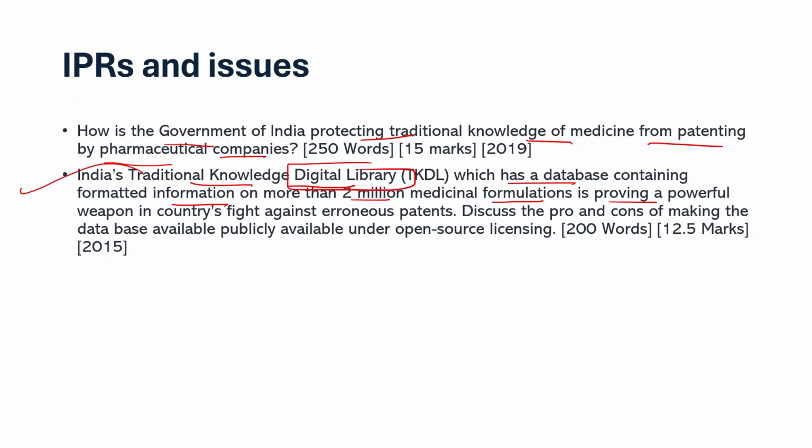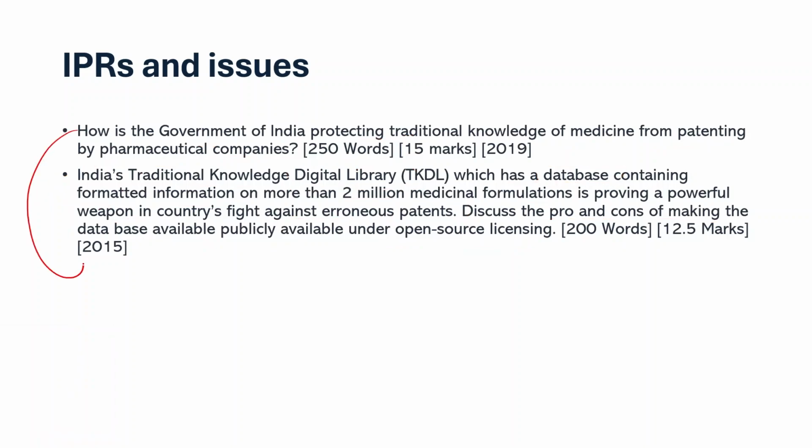Right, so all the Ayush medicines and all, they are the traditional knowledge of Indian medicine. Right, so there's a database for all those things, and it is proving as a powerful weapon in the country's fight against erroneous patents. Discuss the pros and cons of making the database available publicly under the open source licensing. Okay, so again, all these questions must be sourced from current affairs from their respective years, but the structure for us will be again pretty simple.